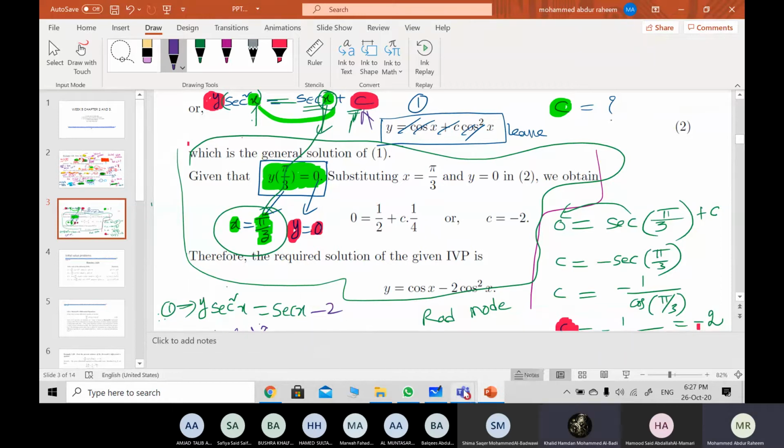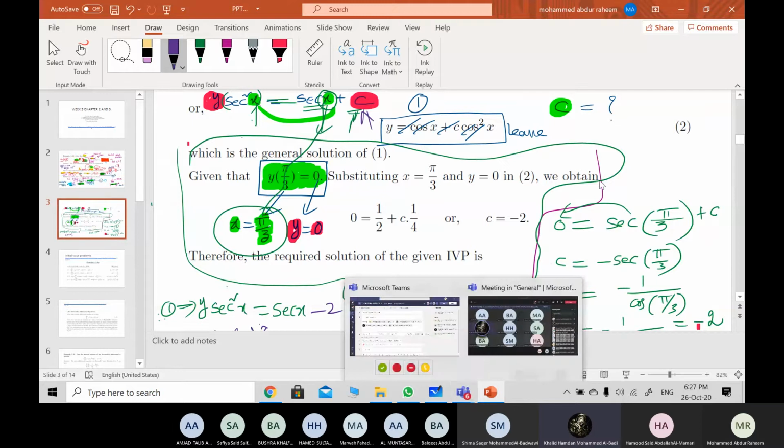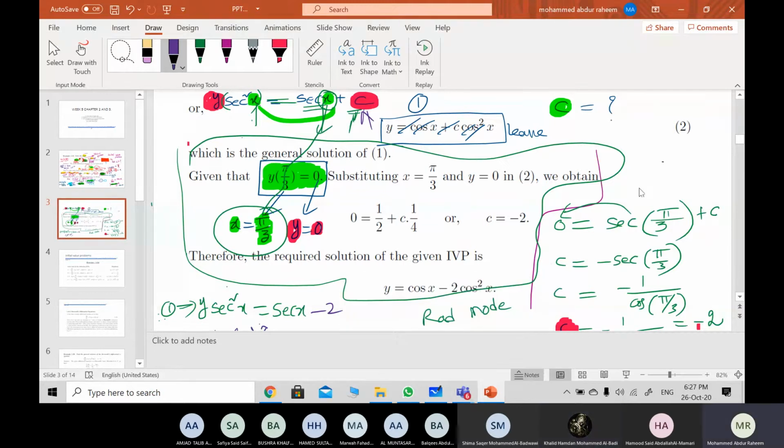-6 is not available in calculator. Sec will not be there. You need to write this rule and use it there, and you need to write the value.